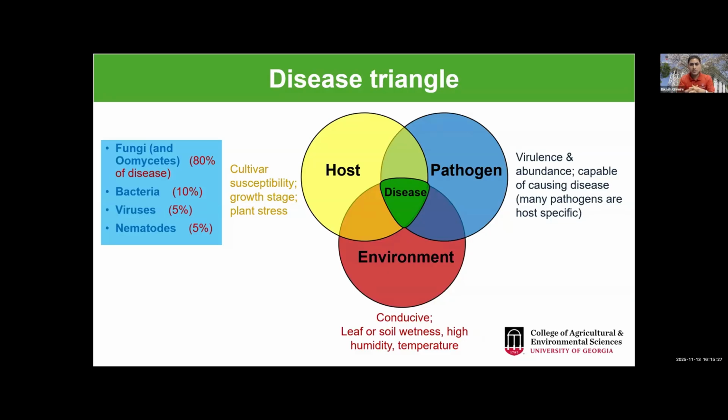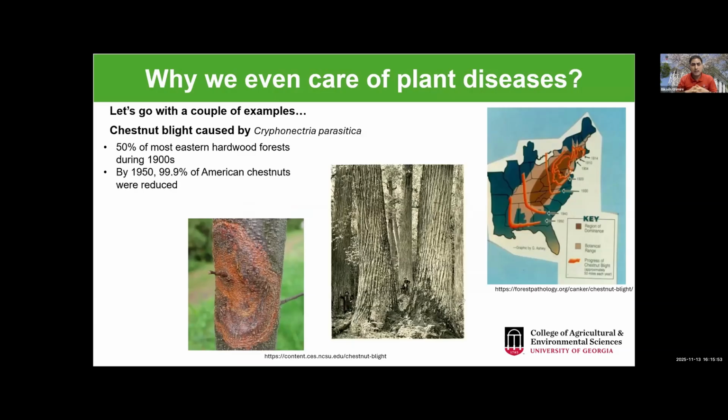So now coming back to the disease triangle, for a disease to happen, we have three important components. Host that needs to be susceptible, pathogen that needs to be virulent, and the environment that needs to be conducive. So if we have all three factors perfectly there, then that's when we have a disease, basically plant disease in this case. Again, as a plant pathologist, I want to give a couple of examples of historical significance on why we even care about plant disease.